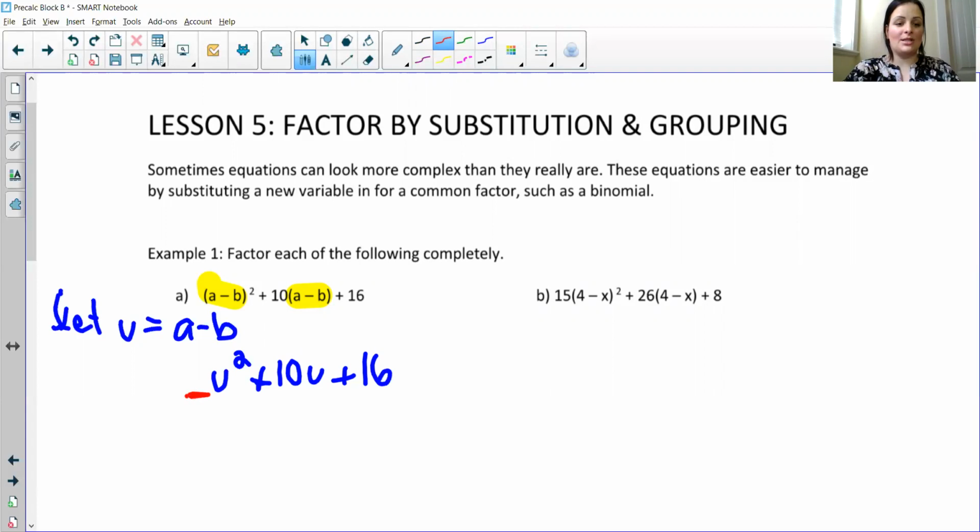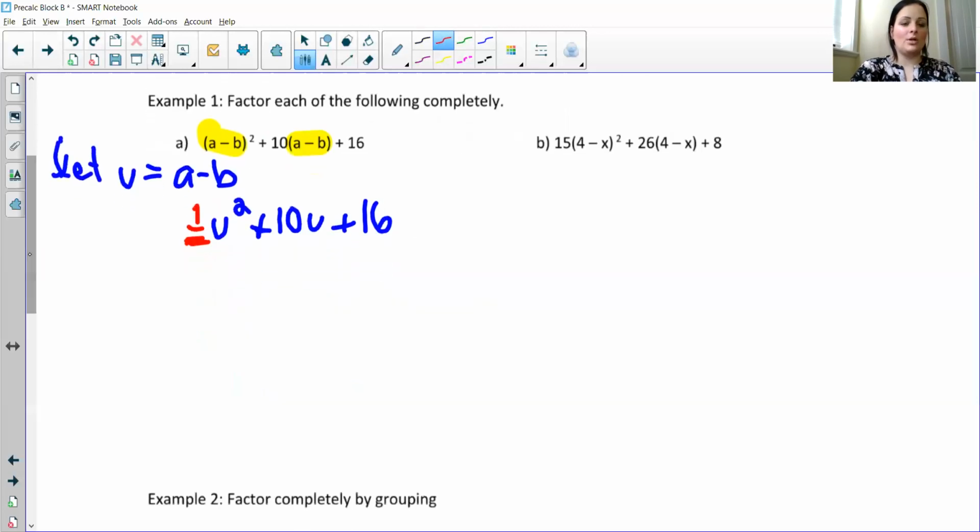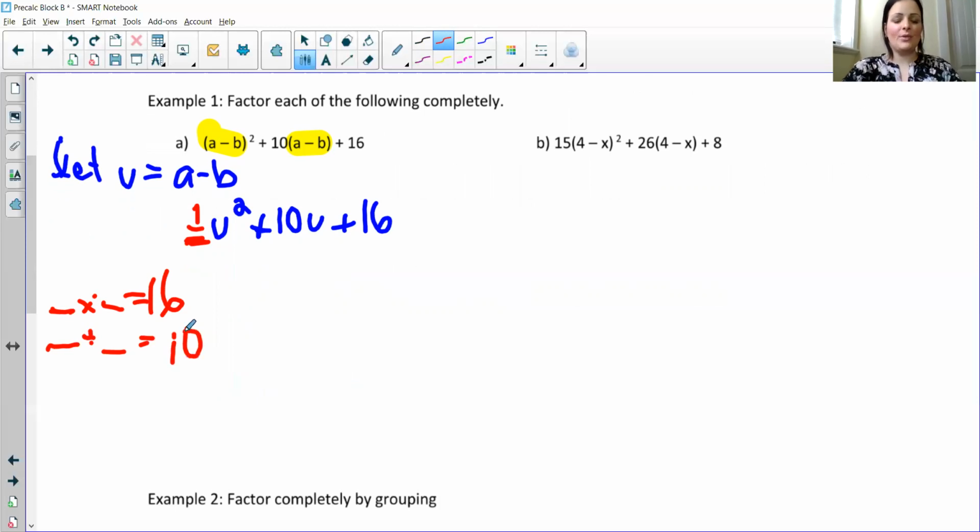Now we can factor this trinomial, and this is a simple trinomial because the number in the A position is 1. So we don't have to use decomp or box method, we just have to find two numbers that multiply to give us 16. And those same two numbers have to have a sum of 10. Okay, let's pause the video here and try to think of those numbers.